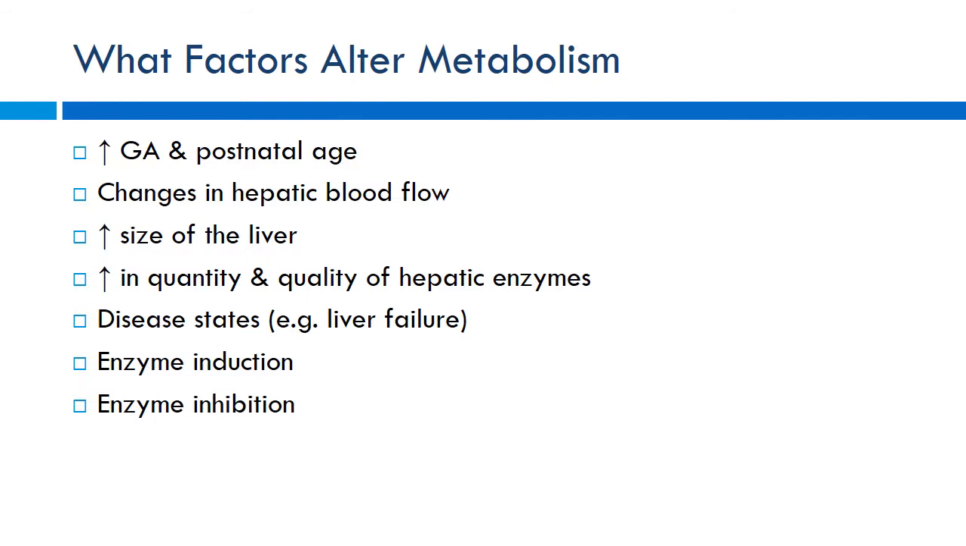So some of the factors that can affect metabolism here: we'll see that increased gestational age and postnatal age both will increase metabolism. We'll look to see there's going to be some changes in hepatic blood flow. Usually if that goes up, metabolism will increase as well. Also looking at the size of the liver in addition to the quantity and quality of hepatic enzymes that are available. And then we'll see some things can decrease metabolism, so things like disease states like liver failure. And then also whether we are inducing or inhibiting our enzymes can also affect this.